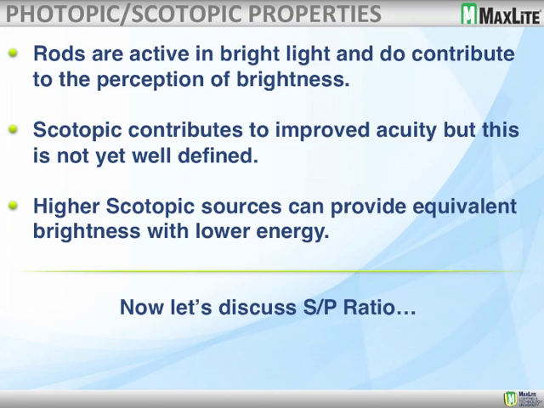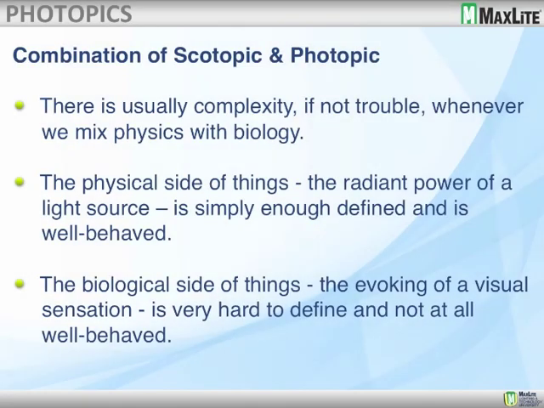So let's combine the two. There's usually complexity whenever you mix physics with biology. The physics side of things is very easy to measure. It's well defined. It's predictable. But the biological side of things, well, this is very inconsistent. It's subjective from one set of human eyes to the next set of human eyes.